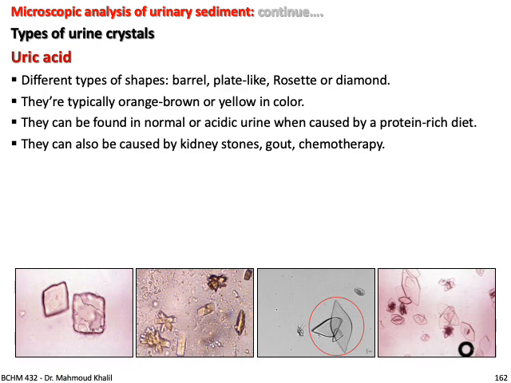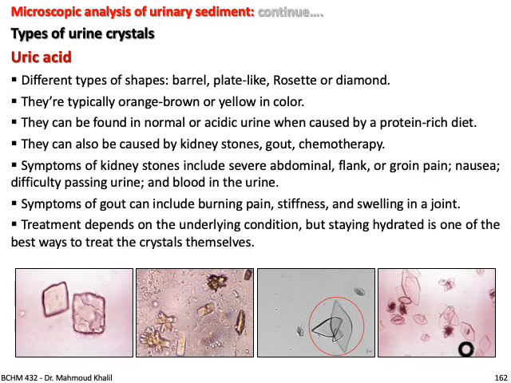First one, as you can see, different forms in the figure. Uric acid crystals, different types such as barrel, plate, rosette or diamond. Typically orange, brown, or yellow in color, found in normal acidic urine when caused by a protein-rich diet. They can also be caused by kidney stone, gout, or chemotherapy.